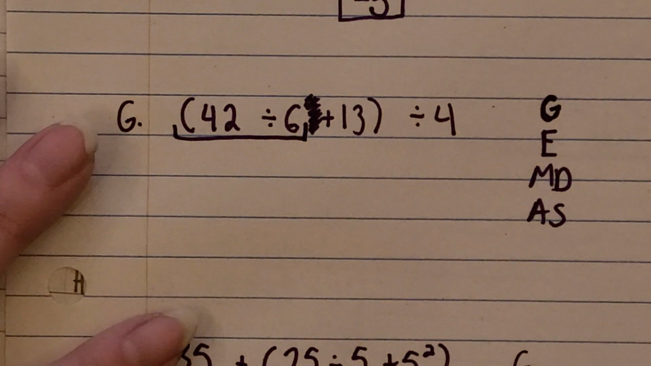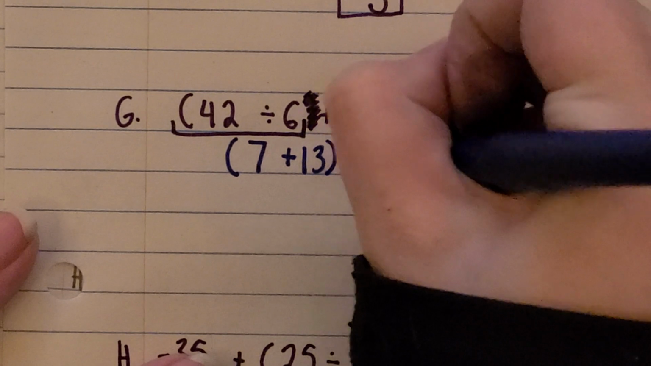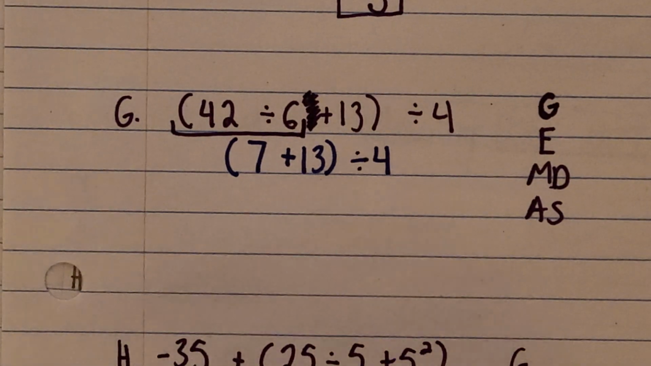Following GEMDAS, this order, I see that division comes before addition. Okay, so I'm going to come over and do 42 divided by 6 first. 42 divided by 6 is 7. Okay, and I'm going to keep my parentheses because I still have operations inside my group. All right, rewrite everything else down on that line.